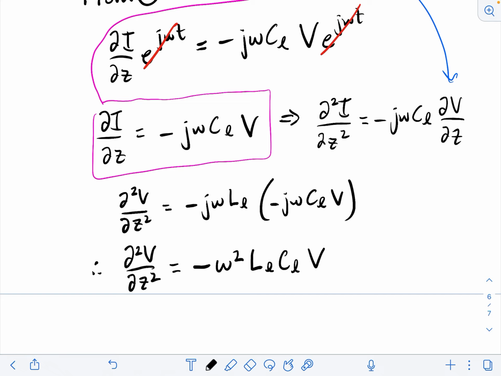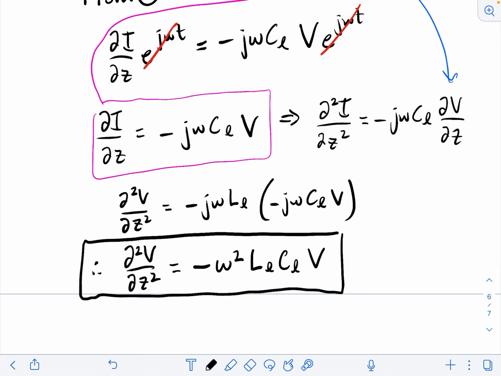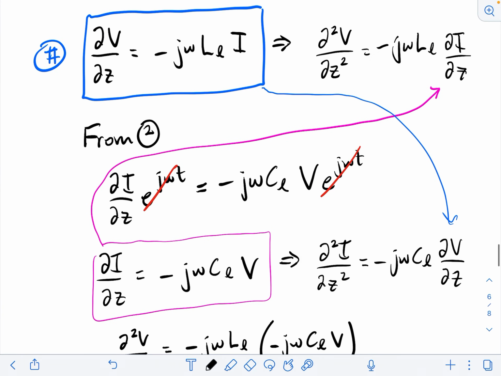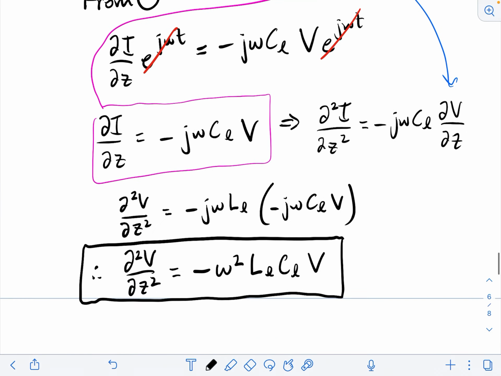This is really nice because now what we previously had was equations that mixed voltage and current. Okay, we've gotten rid of the time dependence, which was a nice first step, but now with the substitution that we've just made, we've ended up with a differential equation that depends only on voltage. We've removed all of the current dependence. And so that only works for this harmonic assumption that we've made.